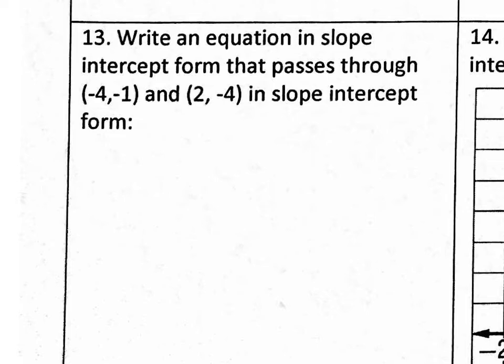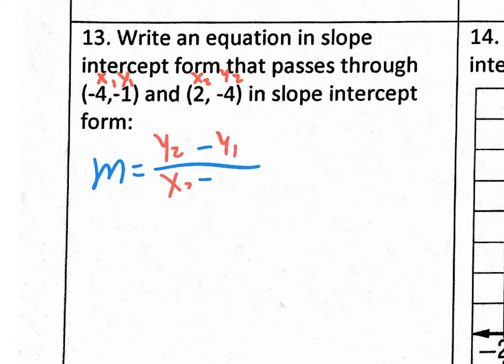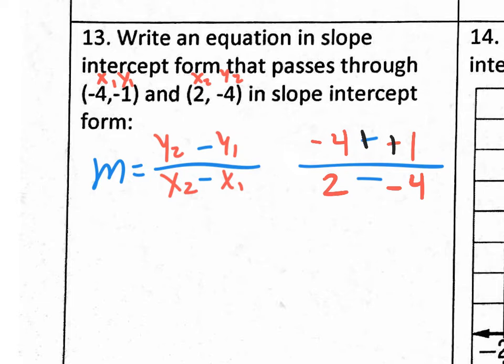But what's the only thing that we could do with 2 coordinates? y2 minus y1. Yep, the slope formula, which is y2 minus y1 over x2 minus x1. So let's apply the slope formula. Plug in your y2 value, which is -4, your y1 value, which is -1, your x2 value, which is 2, and your x1 value, which is -4. And of course, the minus minuses must change to plus plus. And then simplify your numerator and your denominator.